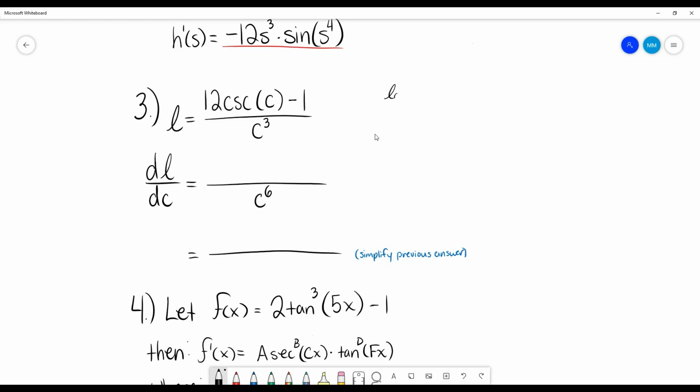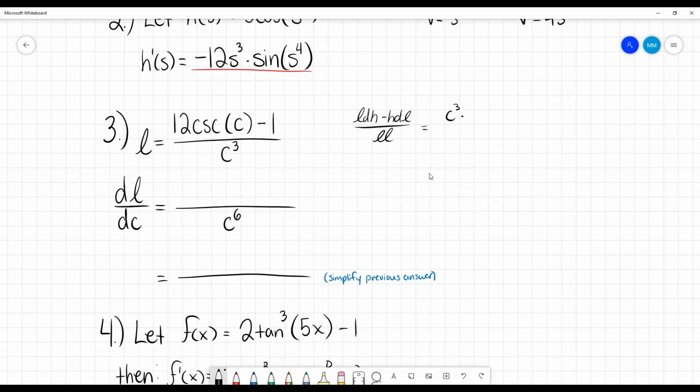Remember, our quotient rule, as I like to remember, is low d high minus high d low over low low, which remember that's the lower term, so the c cubed, times the derivative of our higher term, which is this whole thing, minus our higher term, times the derivative of our lower term, all over whatever our lower term is times itself, so squared. Which in this case, we've got our lower term is c cubed times the derivative of our higher term.